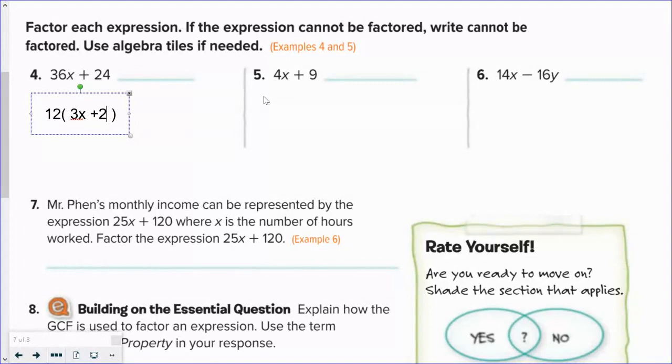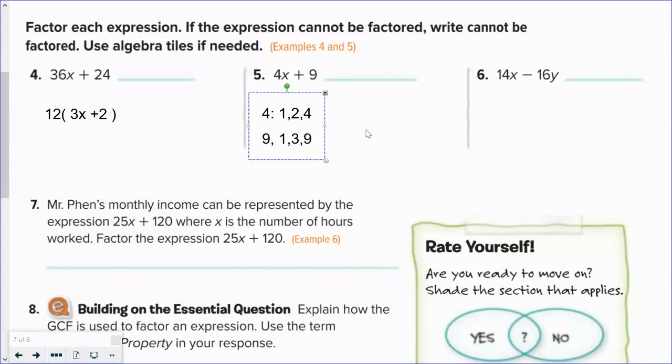Okay. What about 5? Well, let's look. I have 4. What numbers can go into 4? So I don't make another mistake doing this. We have 1, 2, 4. Numbers that go into 9? 1, 3, 9. Don't have anything in common. So we're just going to say cannot be factored. That's it. Done.